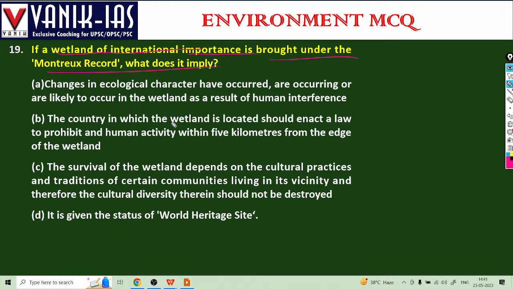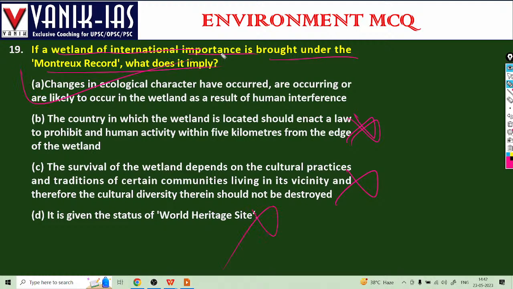The country in which the wetland is located should enact a law. No, not just for a particular wetland. A law cannot be implemented. It can be done simply by a direction by the council of ministers, by gazette notification, or by delegated legislation. The survival of the wetland depends on cultural practices and tradition of certain communities living in its vicinity. It doesn't mean that it will come under the record. It is declared as a world heritage site, so all the options are right.